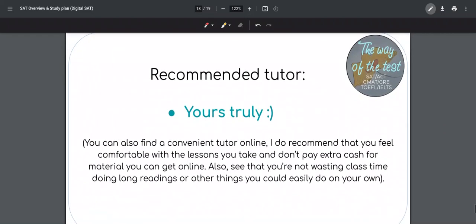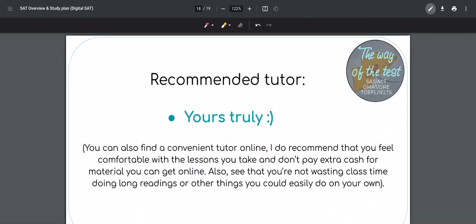Now, finally, about the tutor, my recommendation is that if you use a tutor, you want to focus on two things. You want a tutor you feel comfortable with, but not so comfortable that you get lazy, and you want to focus on not wasting class time. You don't want to hire someone to watch you do practice tests or to watch you do the long readings. You want someone to help you understand the things you cannot understand on your own, and to help you solve or check the mistakes that you could not check on your own.